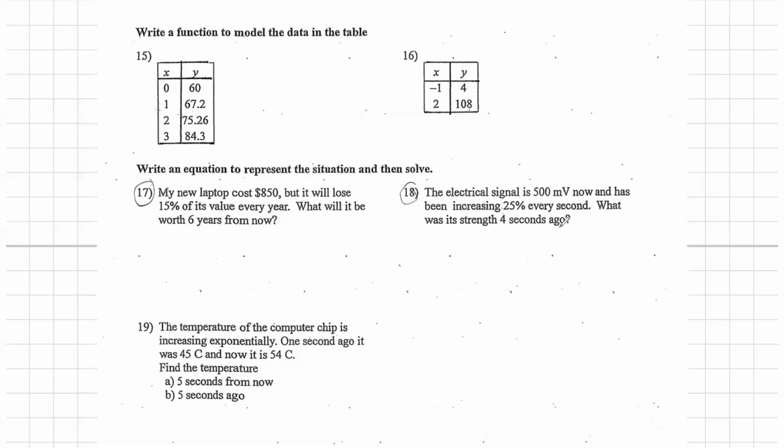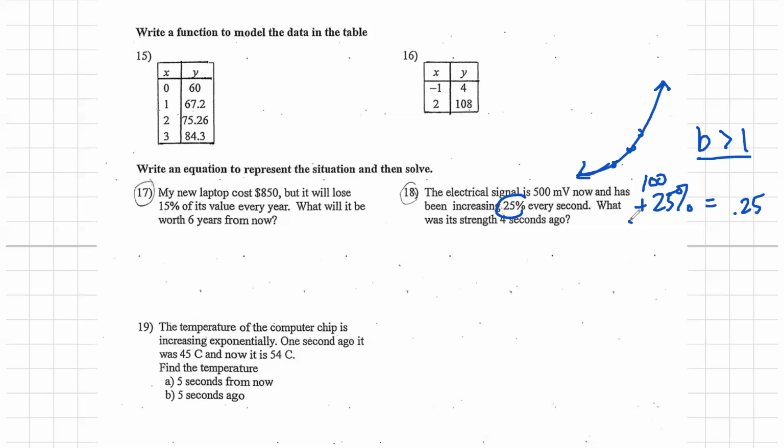Okay, if it's increasing, then the b value needs to be greater than 1, right? So if I were to make 25% as a decimal, what would that be? 0.25. Is that bigger than 1? No. If you multiply by 0.25, you're going to get a number smaller than what you started with. And this says it's growing. We want it to grow. So how do I make it grow 25%?